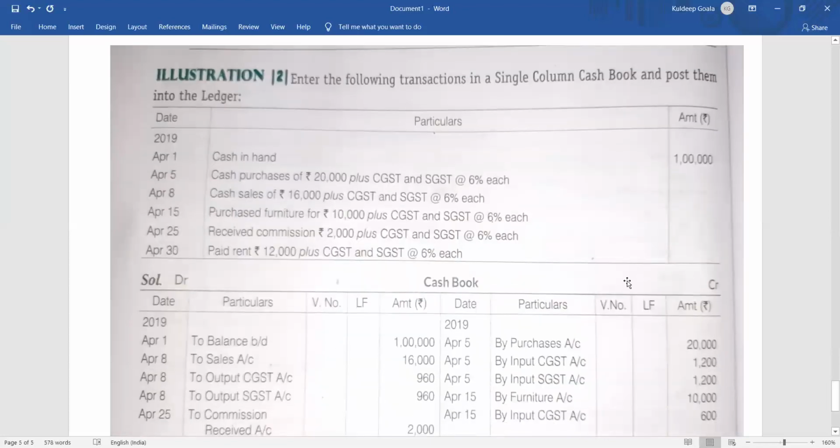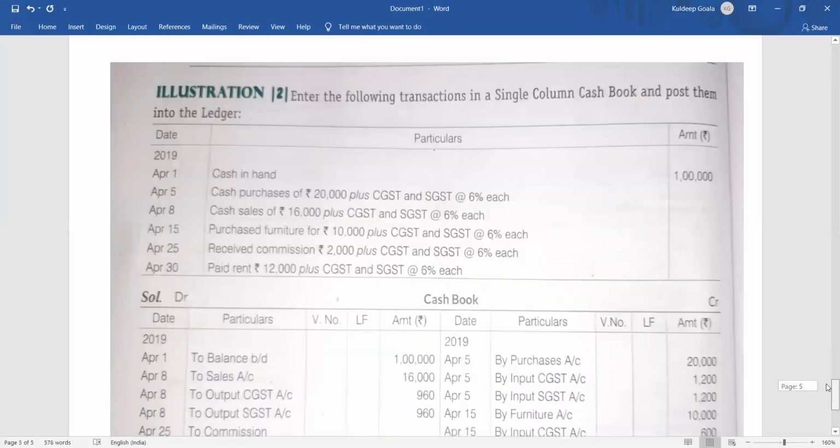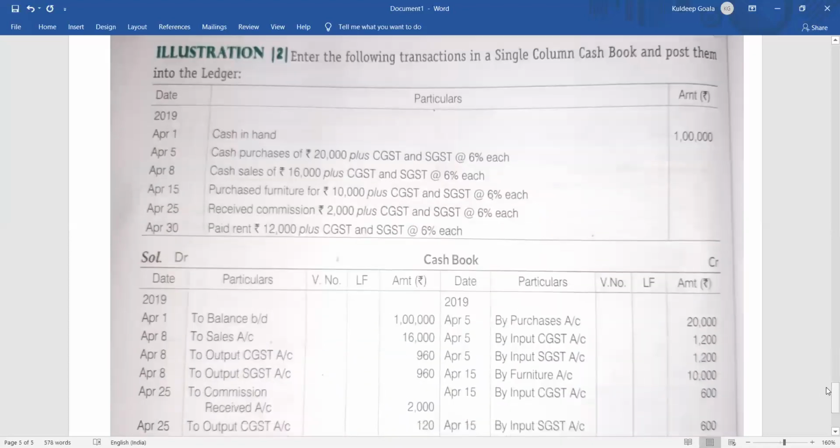Okay, so what is given here? Enter the following transactions in a single column cash book and post them in the ledger. Ledger posting, you know how to do. So what we will do here, we'll start with the first item. First of all, we'll see the year, that is 2019 and April, right? So we'll prepare the format.